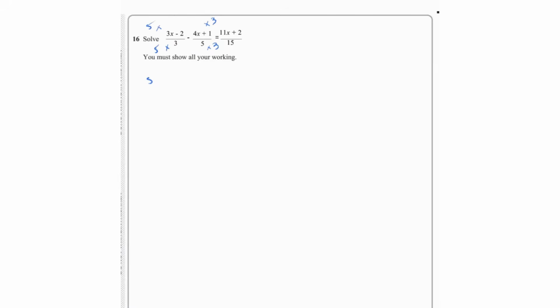So 5 times (3x minus 2) over 15 minus 3 times (4x plus 1) over 15 equals (11x plus 2) over 15. 15x minus 10 minus 12x minus 3. Rewrite it as a single fraction.